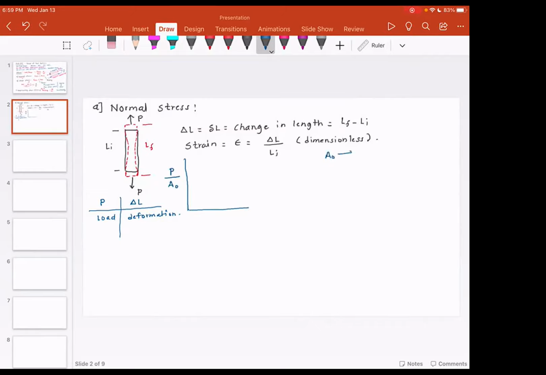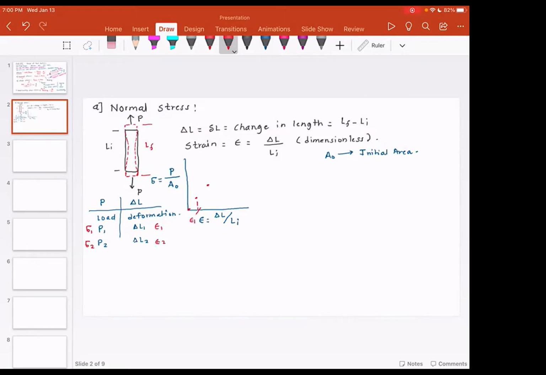A naught is the initial area. And I'm going to divide delta L by the initial length, the length of unstretched specimen. So what I have here is I have stress and I have strain. And I'm going to start measuring the loads and deformations, P1, P2, find out the values of stresses. So I will find out sigma 1, sigma 2, I will find epsilon 1, epsilon 2, and then I start plotting these points.